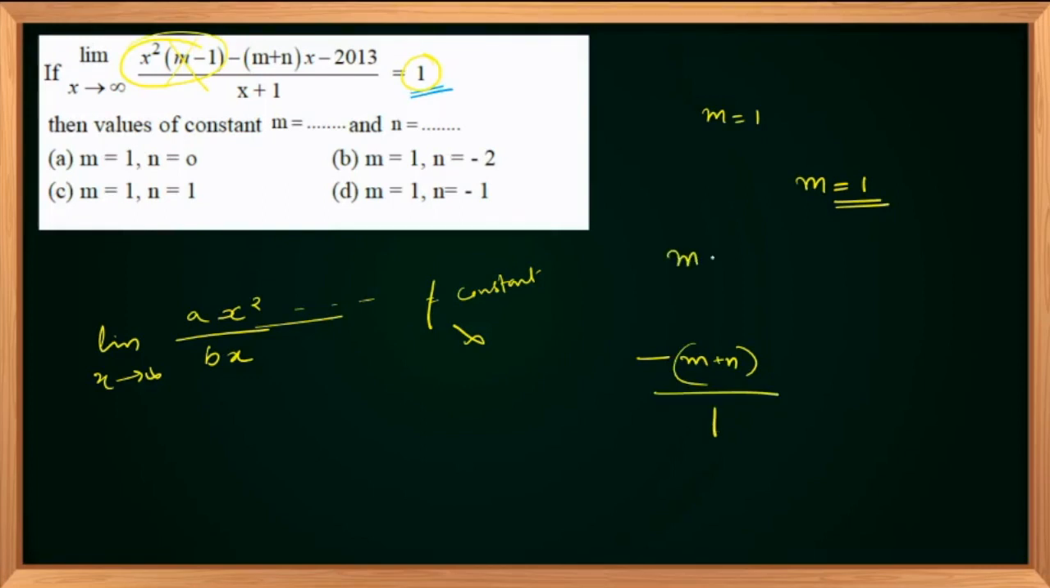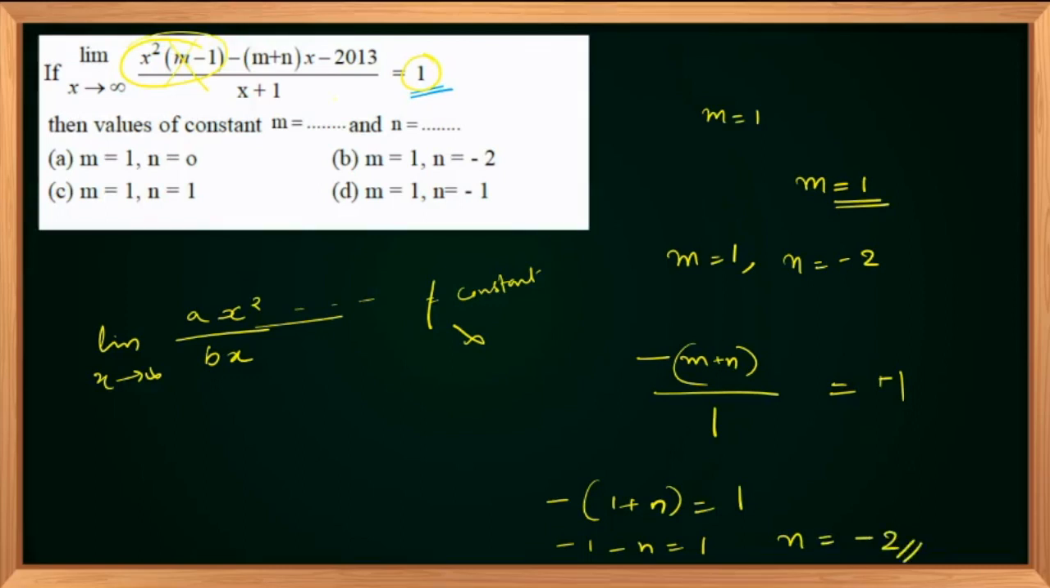You already know m is equal to 1. So n must be equal to minus 2 to get this answer as plus 1, right? Because when you put minus of 1 plus n equal to 1, correct? So minus 1 minus n equal to 1. So you will get n is equal to minus 2. That is the correct answer.